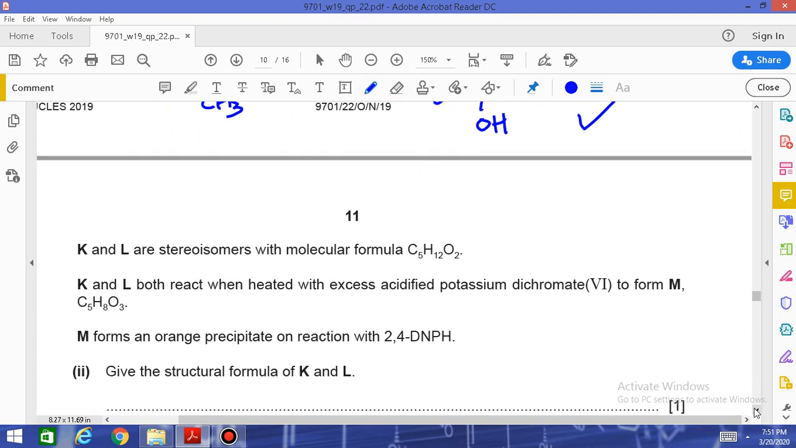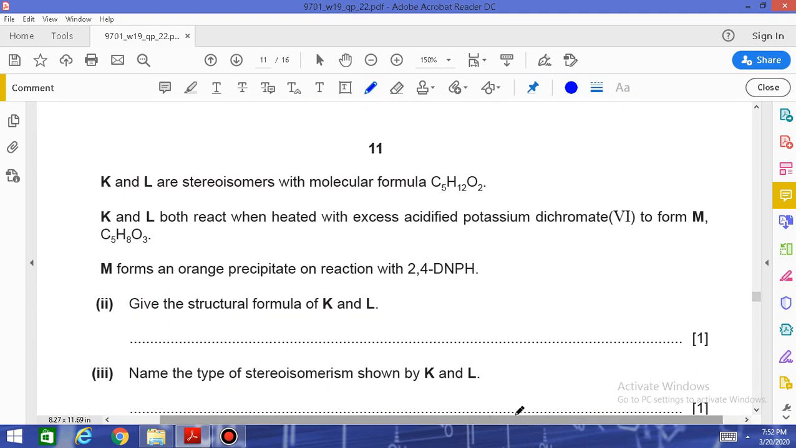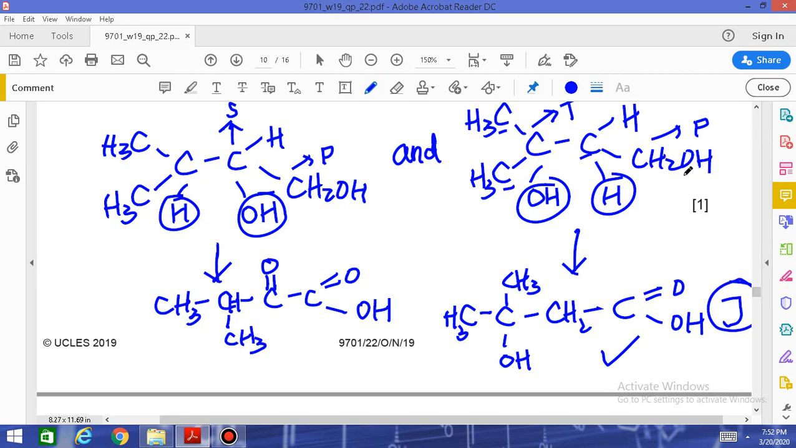Okay, next. K and L are stereoisomers with this molecular formula. Both react when heated with excess acidified potassium dichromate(VI) to form M. M forms an orange precipitate on reaction with 2,4-DNPH. So this is oxidation of alcohol, and the product of oxidation forms an orange precipitate on reaction with 2,4-DNPH.